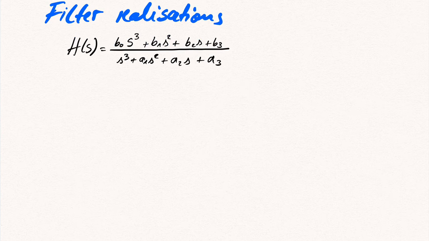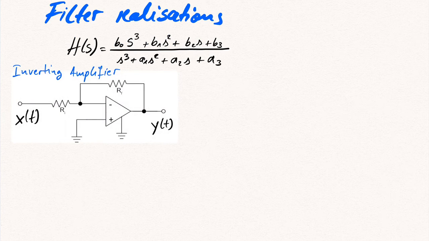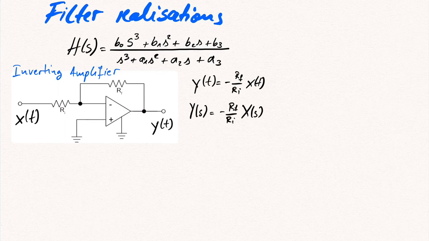Let's assume that we have designed this third-order filter with coefficients b0, b1, b2, b3, and a1, a2, and a3. Provided that all coefficients b and a are real-valued, this filter can be implemented using three basic components. The first component is the inverting amplifier, for which we know that the output signal y is equal to the input signal x scaled with minus Rf divided by Ri. Or expressed in the s domain after applying the Laplace transform, Y(s) is equal to minus Rf divided by Ri X(s).